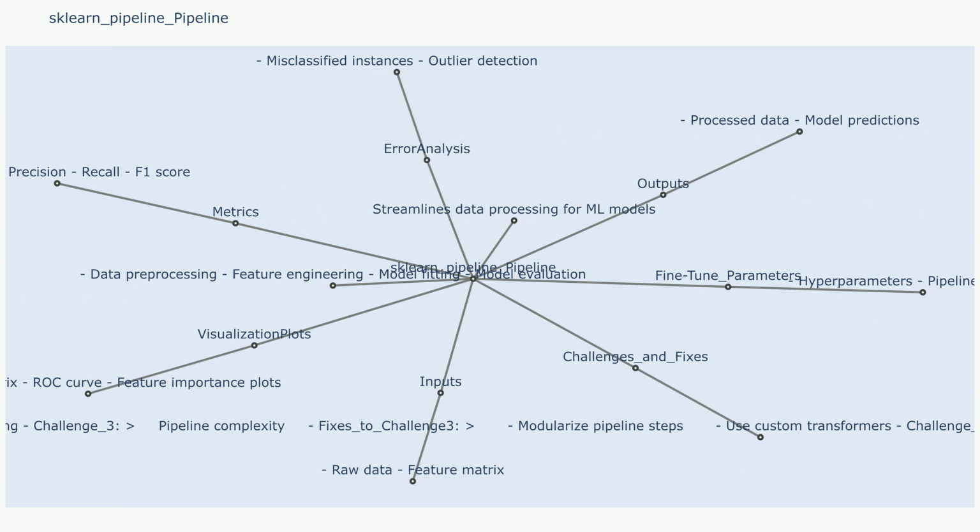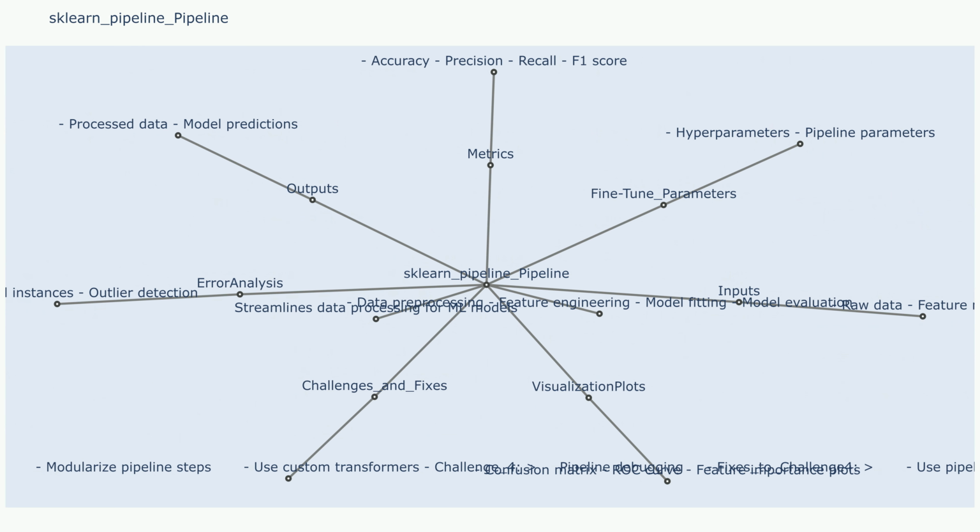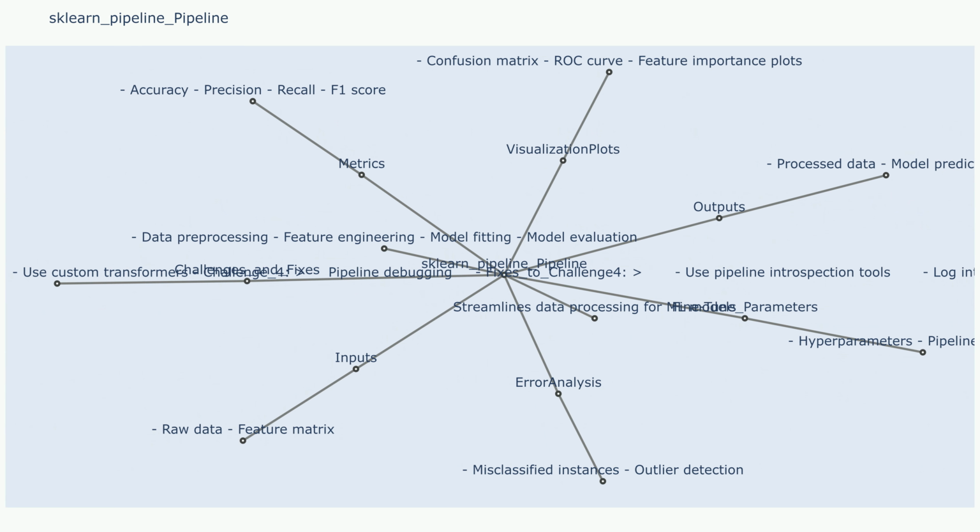Visualization plots. Confusion matrix for classification problems. A visual representation of true positives, true negatives, false positives, and false negatives. ROC curve plots the true positive rate against the false positive rate for different classification thresholds. Precision-recall curve shows the trade-off between precision and recall for different thresholds. Feature importance plots visualize the relative importance of features in a model, helping to understand which features are most influential in making predictions.